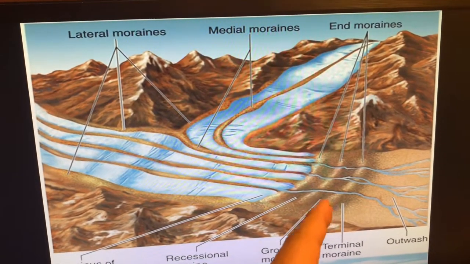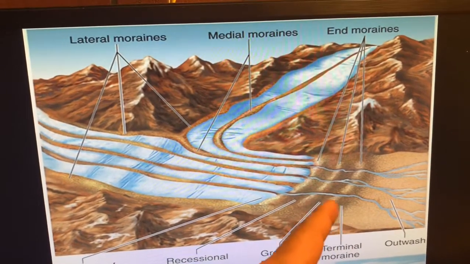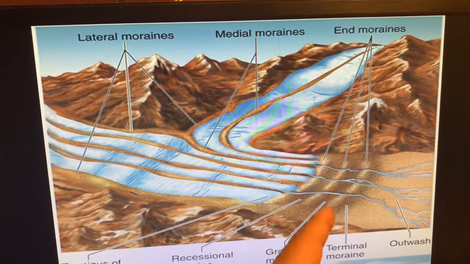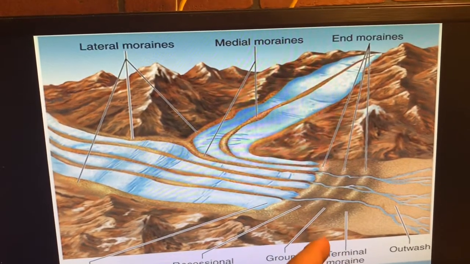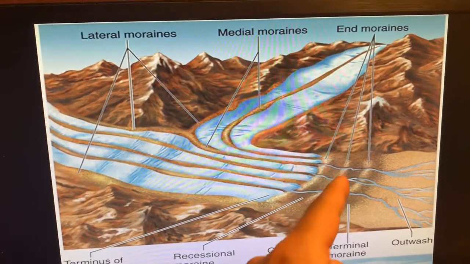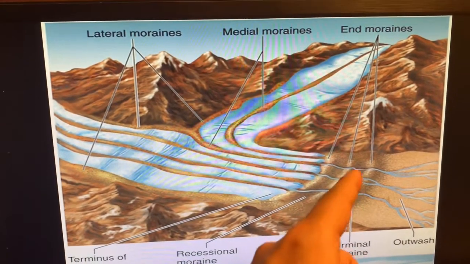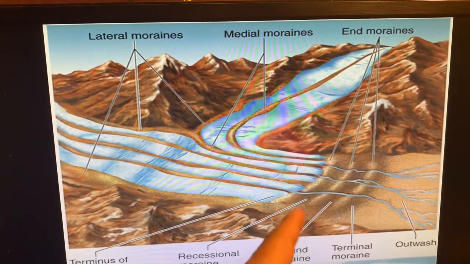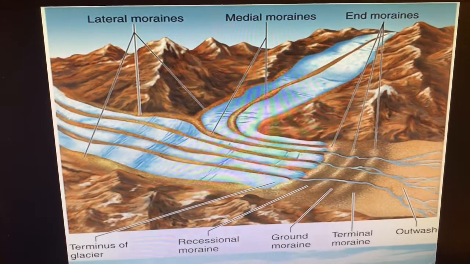Okay, and what happens is as the glacier melts, it's going to drop off whatever material was inside it or underneath it. Okay, and we call those end moraines. Those are those big ridges, those big hills. In between them, you get the ground moraines. The ground moraine is like the picture that you saw before.